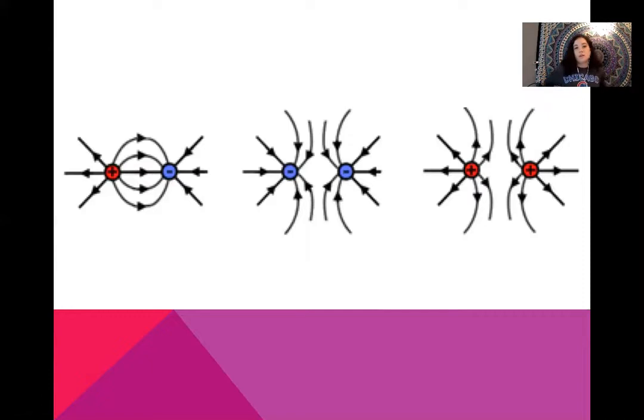Okay, so coming back to it, you should have noticed that with a positively charged object, the field lines are always pointing away from it. You should have noticed that if the object has a negative charge, the field lines are always pointing towards it.